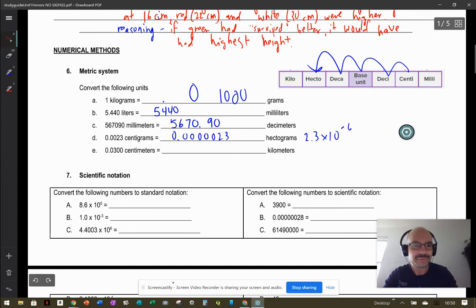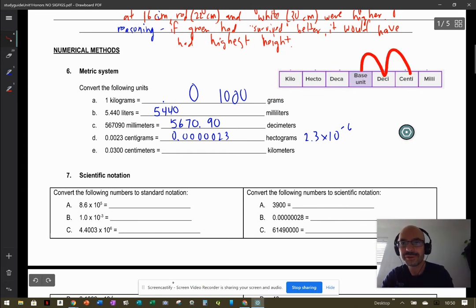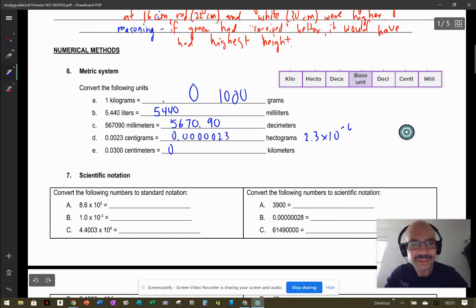And for this last one, we've got centi, and we're going to go to kilo. So we're starting off here. We're going to go over here. We hop 1, 2, 3, 4, 5 times to the left. Ooh, these are getting really small. All right, so that's what your answer should be for the kilometers.